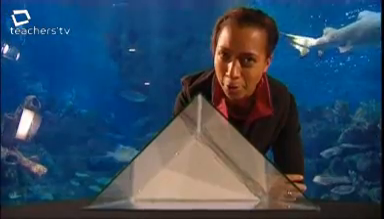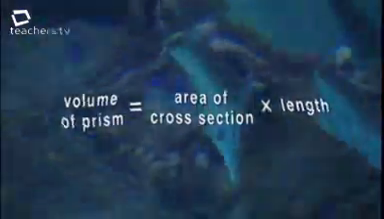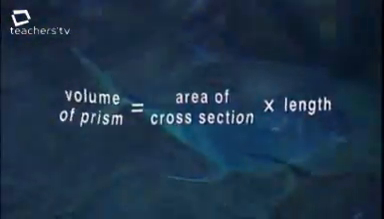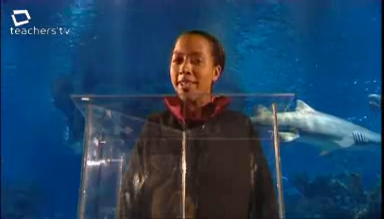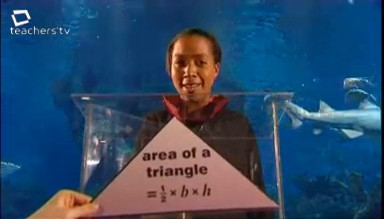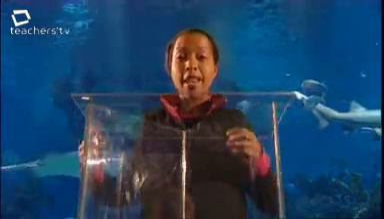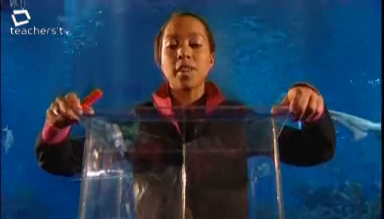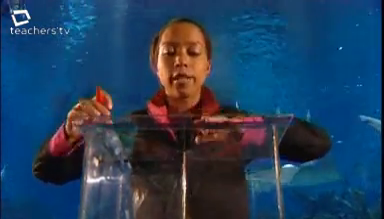But what is its volume in litres? Remember, the volume of any prism is the area of its cross-section multiplied by its length. For my tank, the area of the triangle is half the base times the height. To calculate the area, I'm going to start by drawing an accurate outline of the triangle.